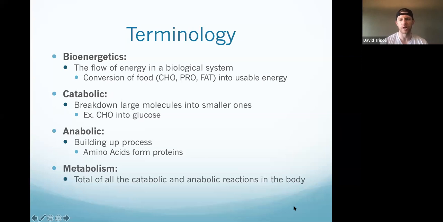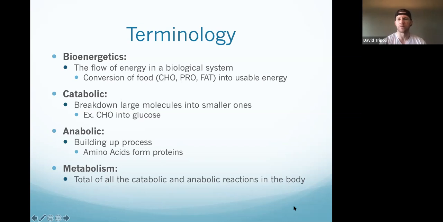That is catabolic. Then when you hear anabolic, think building up. Now, not just anabolic steroids, but that's kind of where the term comes from, that anabolic, we're building up. So amino acids building into certain proteins, right, would be an example. Maybe it's in your muscle, maybe it's somewhere else. But again, that idea of catabolic and anabolic.